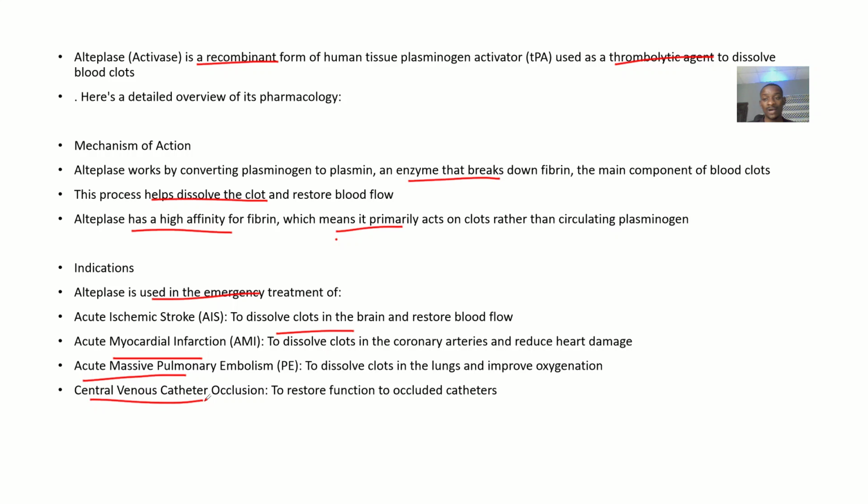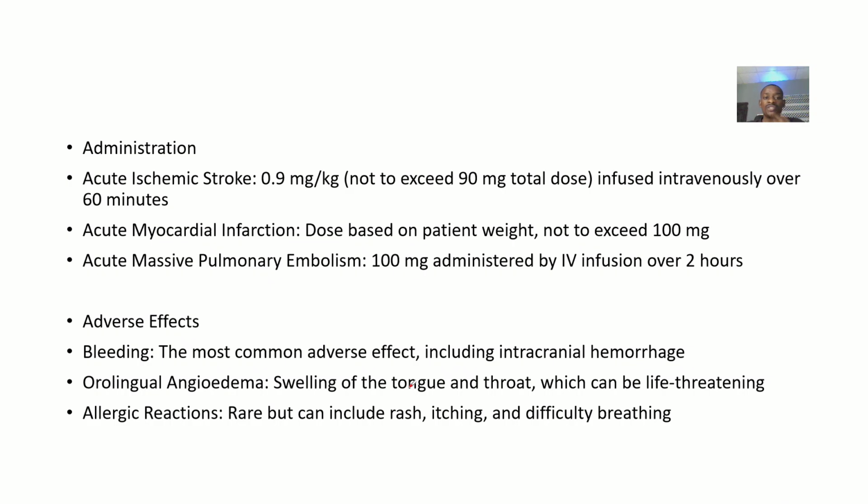Then central venous catheter occlusion. This one you are trying to restore function to occluded catheters. So basically, if you look at the summary, this drug is used for dissolving clots. Administration: for acute ischemic stroke, you give about 0.9 milligrams per kilogram, and you infuse intravenously over 60 minutes. For acute myocardial infarction, the dose is based on the weight of the patient, and you shouldn't exceed 100 milligrams. For acute massive pulmonary embolism, about 100 milligrams is administered by intravenous infusion over 2 hours.